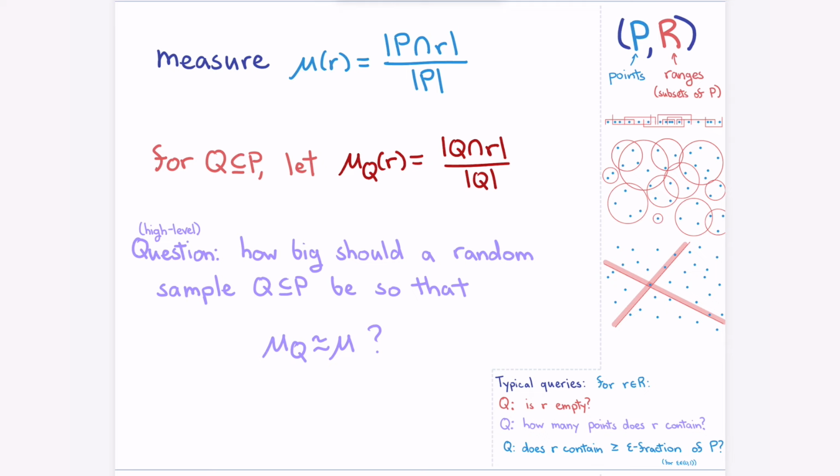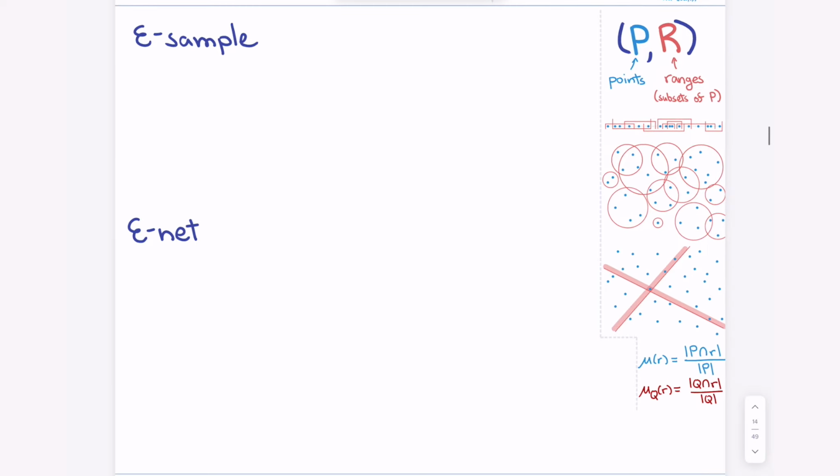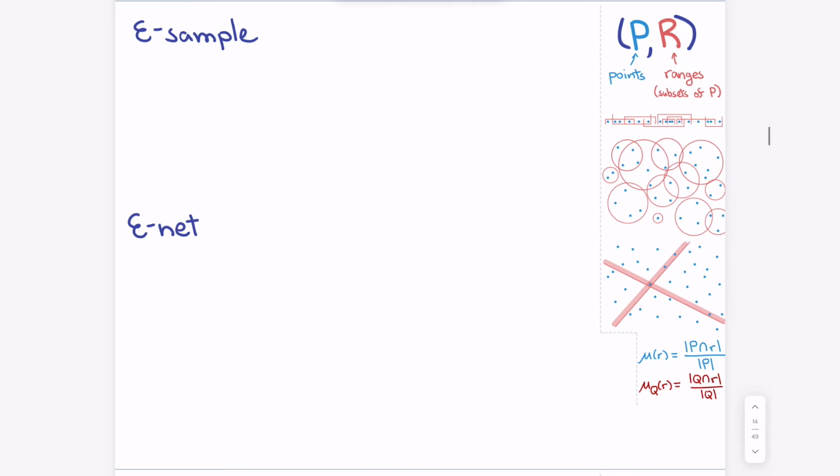So this is a little ambiguous. Let's open up a couple of different questions that people ask. Actually, we'll be looking at two things in particular. One's called an epsilon sample. One's called an epsilon net. They're very similar. For an epsilon sample, you can maybe guess. Anyone want to guess from the name what it is?